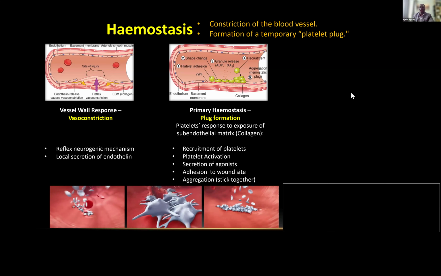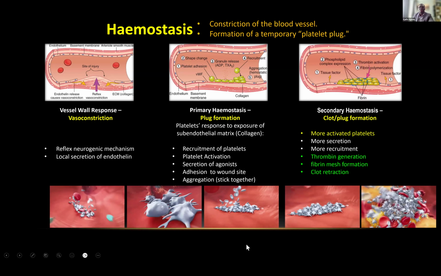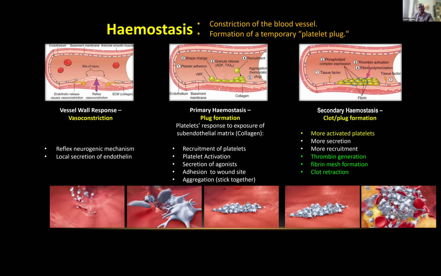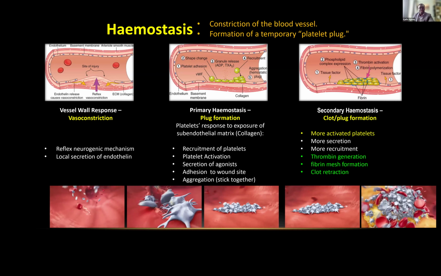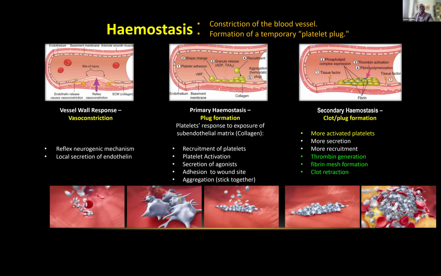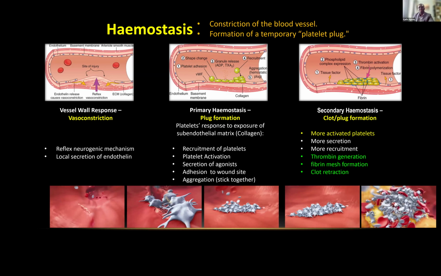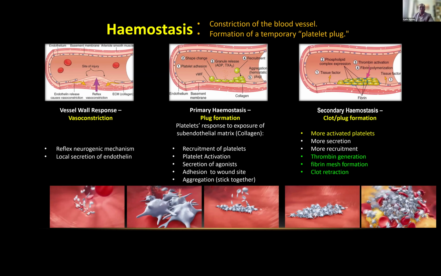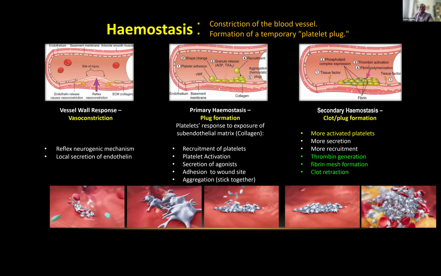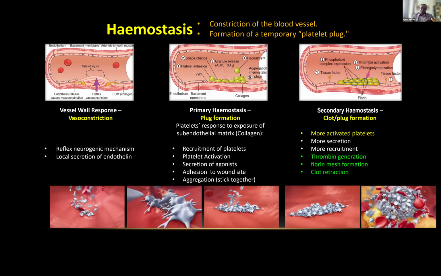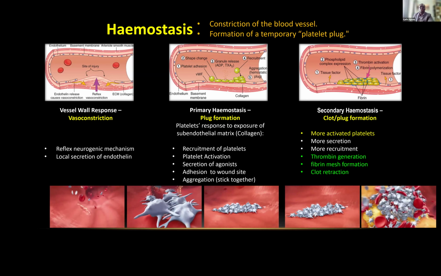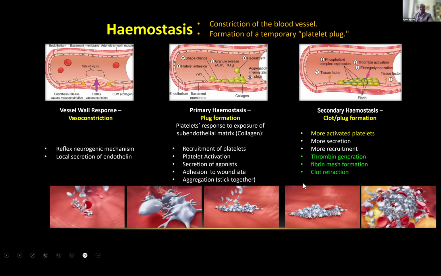Now, this plug is not stable at all under flow. So it is followed by the formation of the secondary hemostatic plug. More platelets are recruited to the site. There's more secretion going on, more activated platelets adhering to the wound, and then there is the generation of thrombin, which is a potent agonist that eventually leads to the formation of fibrin from fibrinogen and then forms that mesh that packs all the cells together and seals the wound until healing occurs.